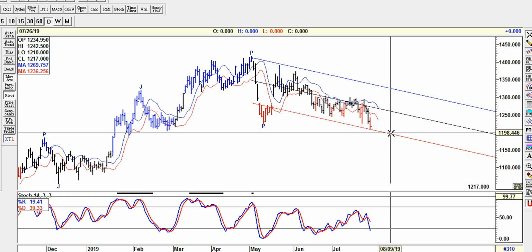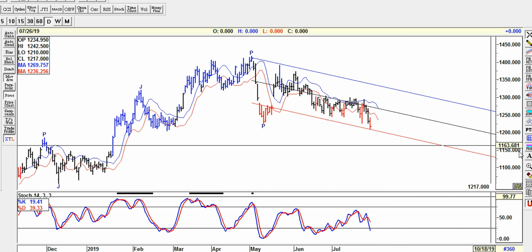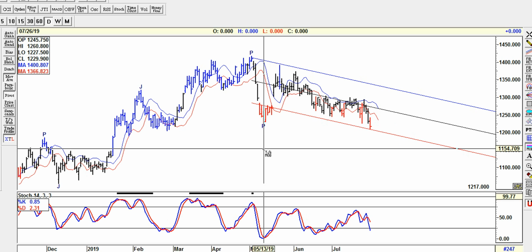Okay, the second thing is that if we apply the proprietary calculation on this previous pivot, we get a zone here where the Reliance Industries might be forming an immediate support.